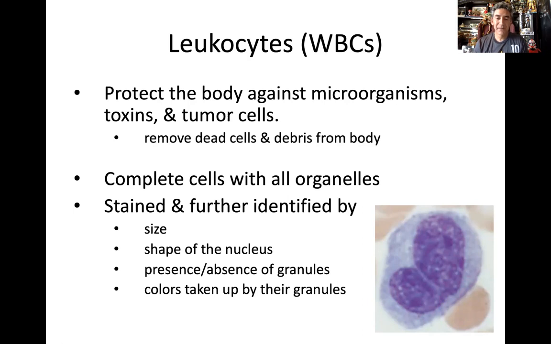Now, Labster will address this a little bit. And if we were in lab, we would be looking at microscope slides and pictures and ways to identify. But when we identify white blood cells, we look at their size, we look at the shape of the nucleus, we look at the presence or absence of granules and the color that the granules take up. So we're not going to actually get to do this in this format, but you are responsible for the content, the theory behind some of these ideas here, right?